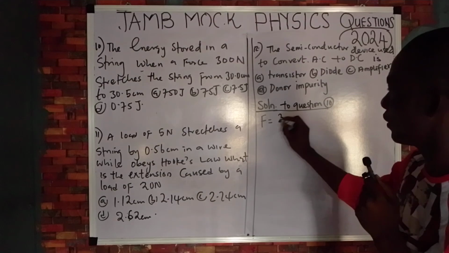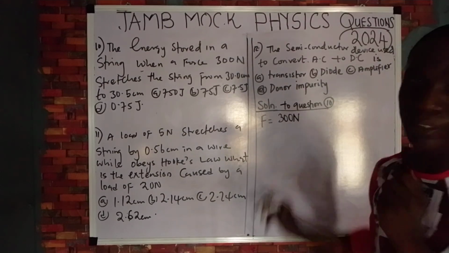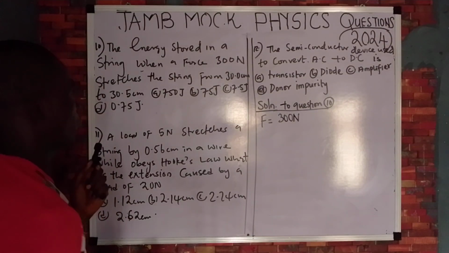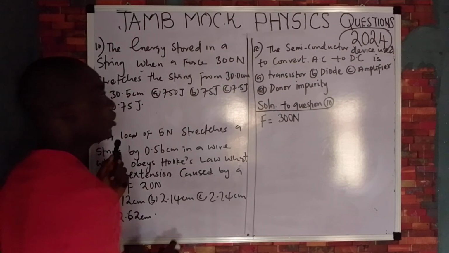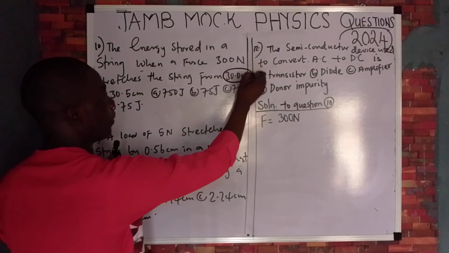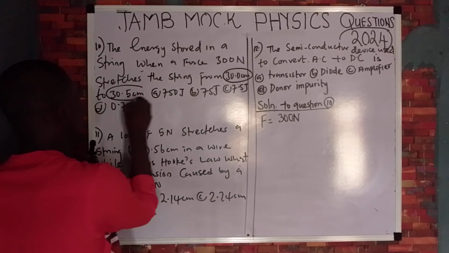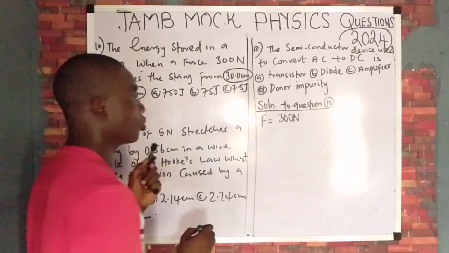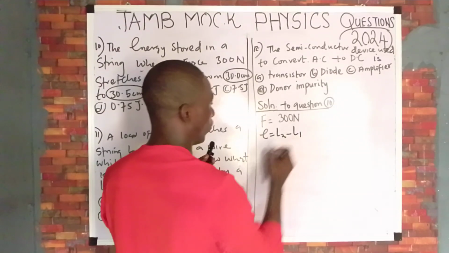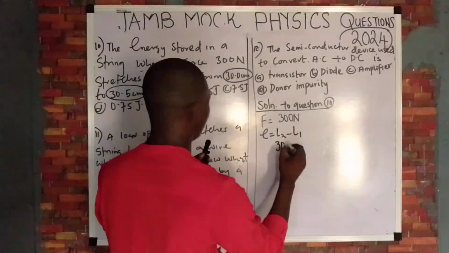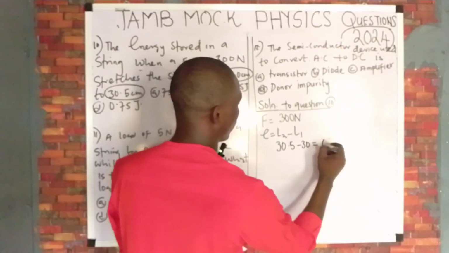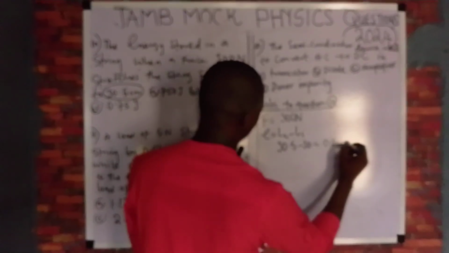Now, the force is 300 Newton. If the force is 300 Newton, this force was able to cause the object to stretch from 30 centimeter to 30.5 centimeter. So we get our extension, which is L2 minus L1. What is our L2? 30.5 minus 30. That will give us 0.5 centimeter.